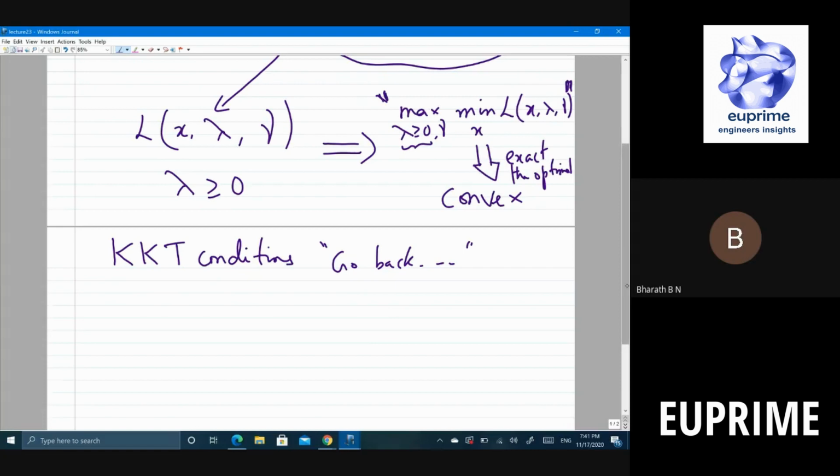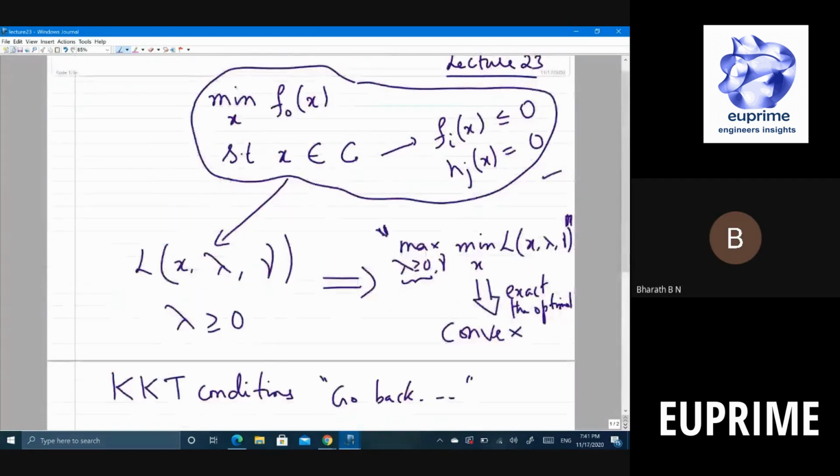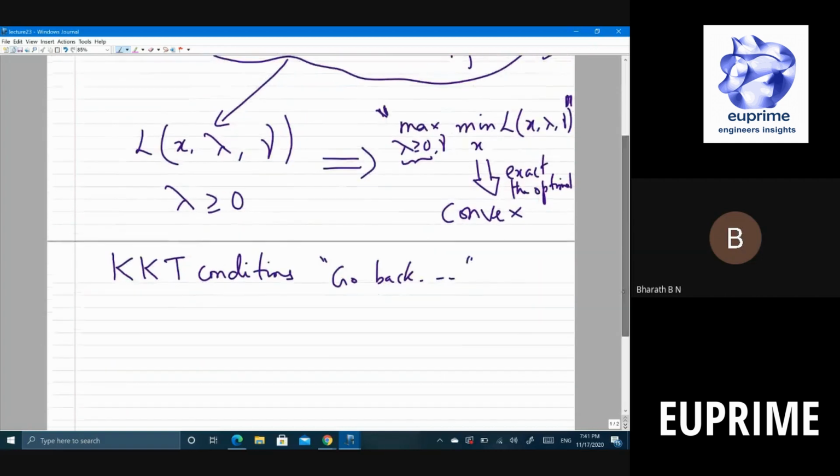Just to summarize again, you could try to solve the original problem somehow magically. That is very difficult. You go for Lagrange. Then we ask the question: when will the Lagrangian formulation give you the exact solution? It turned out that if the problem is convex, definitely it will give. Not necessarily only then; there are problems wherein even if it's non-convex, still Lagrange can give you an optimal solution. But what can be guaranteed is if the problem is convex, then Lagrange will give you the exact or the optimal solution.